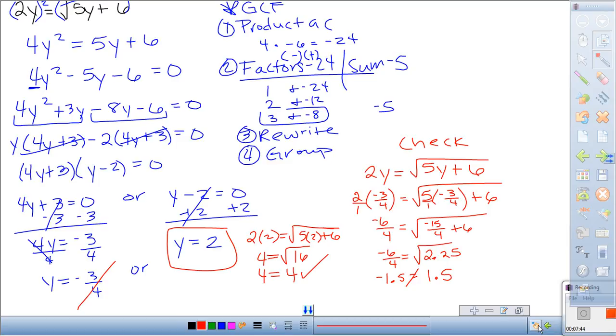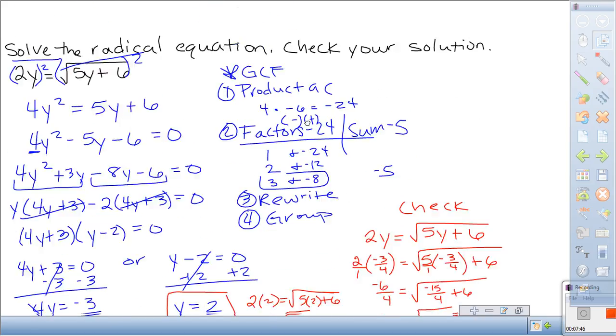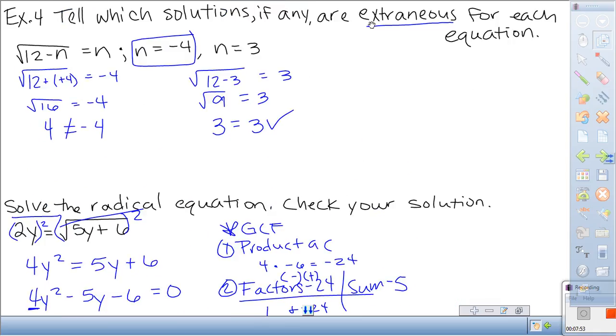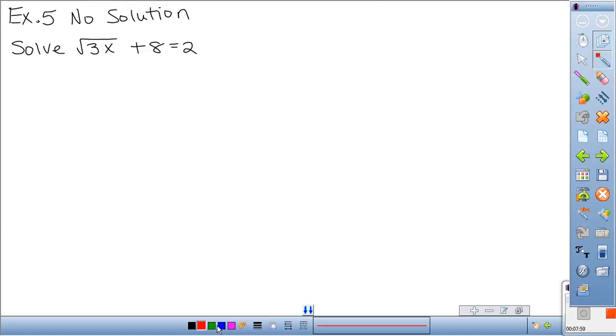So remember the difference in these directions. One asks you to solve, and so therefore you're finding the answer that does work. The other asks you to tell which solutions are extraneous, so you're finding which answer does not work. Okay, let's move on to that last example, example 5.